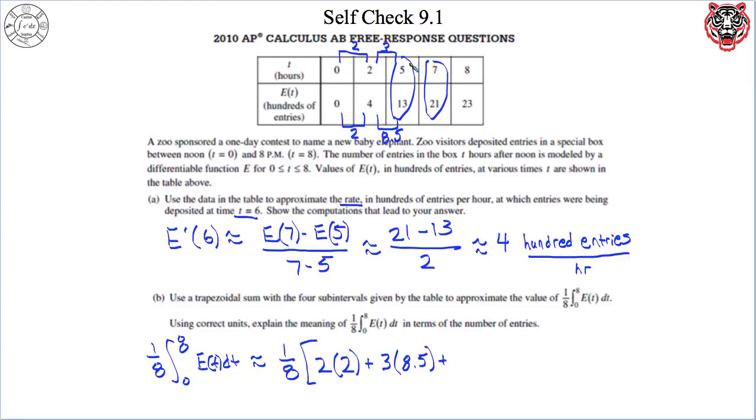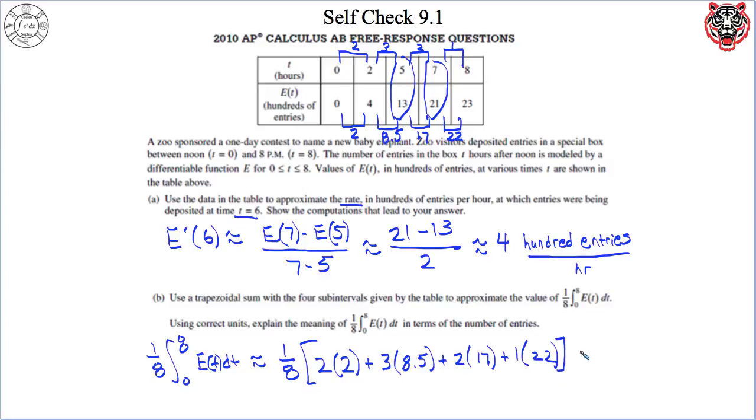And then plus, this is going to be a distance of 2, so that's the height. And the average of the bases here, 13 and 21, that makes 17 after I divide by 2, because I got 34. So 2 times the quantity of 17. And then finally our last value from 7 to 8, that's just 1. 1 times the average of those two, that's just 22, right in between.